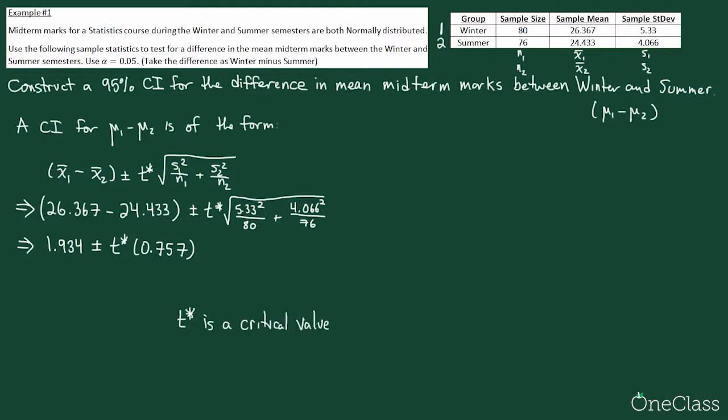We know that t star is a critical value from a t distribution with degrees of freedom minimum of n1 minus 1 and n2 minus 1. n1 is 80, n2 is 76. 80 minus 1 is 79, and 76 minus 1 is 75. And the minimum of 79 and 75 is just the smaller of the two. So t star is a critical value from a t distribution with 75 degrees of freedom.